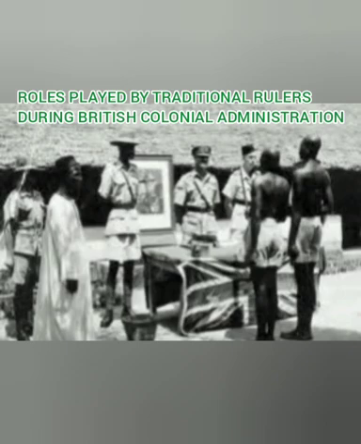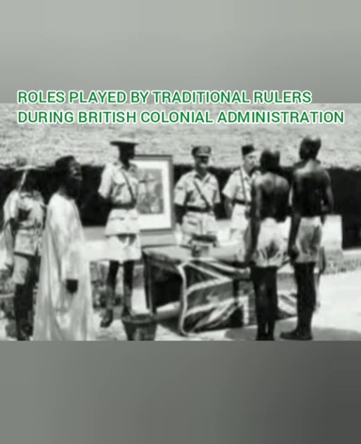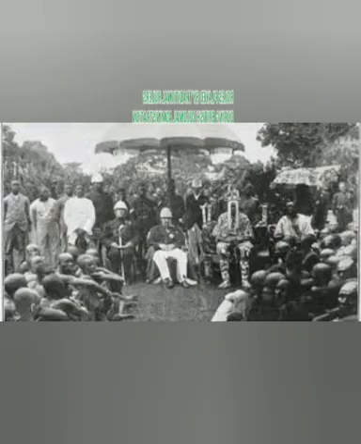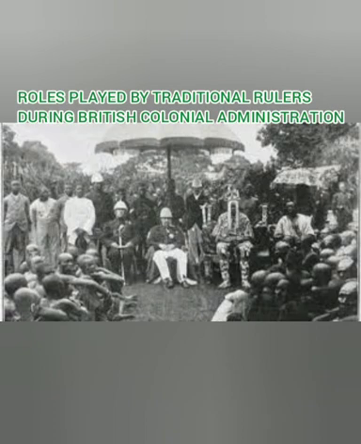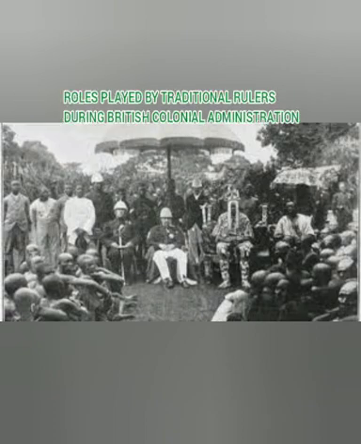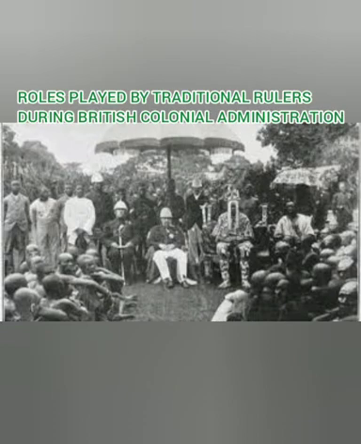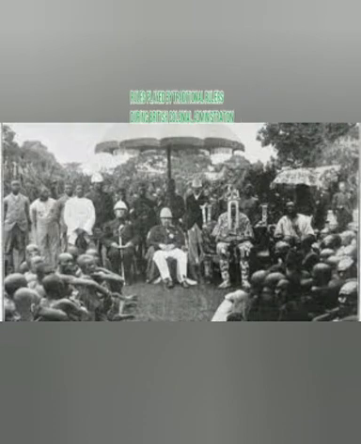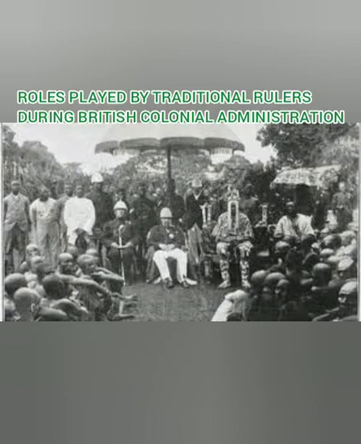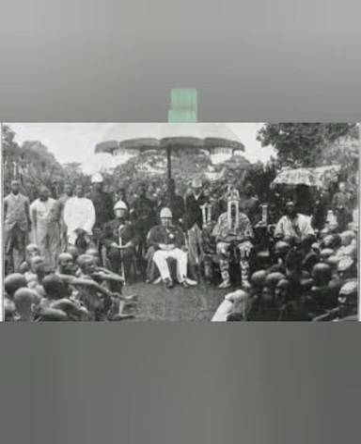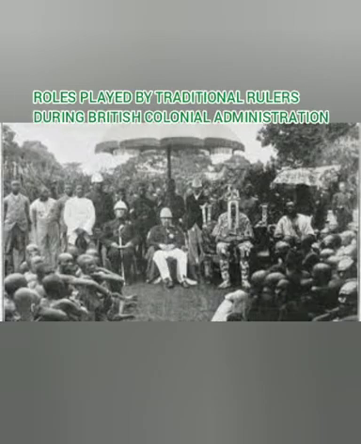The next role played by the traditional rulers is lawmaking. They performed lawmaking functions during the British colonial system of indirect rule. And lastly, they were involved in the settlement of disputes, settling issues between different people and different parties at that time.